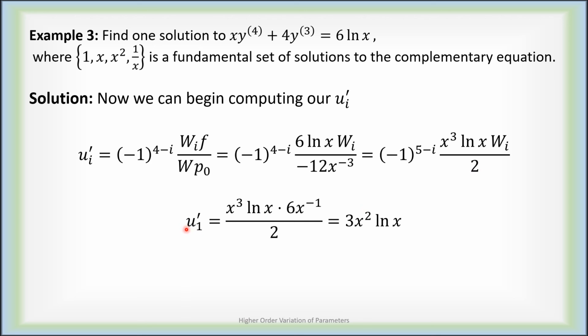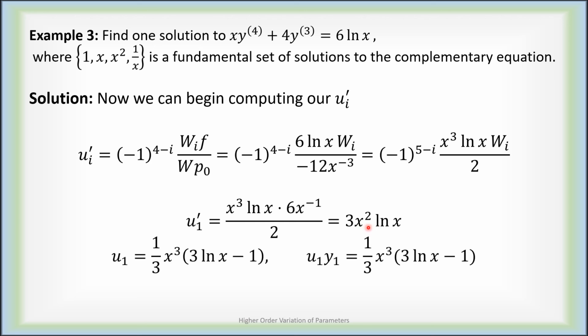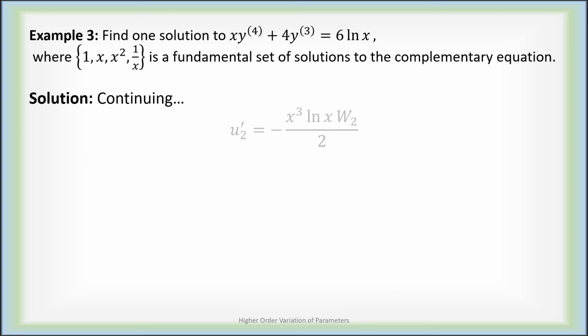So u1 prime, x cubed log x, W1 was 6x to the minus 1 over 2. 6 over 2 gives me 3. x cubed times x to the minus 1 gives me x squared. I can take any antiderivative I want: 1/3 x cubed, 3 log x minus 1. Then I multiply by y1. However, y1 was just the constant 1. So here's u1 y1. It's 1/3 x cubed times 3 log x minus 1. We keep doing similar work.